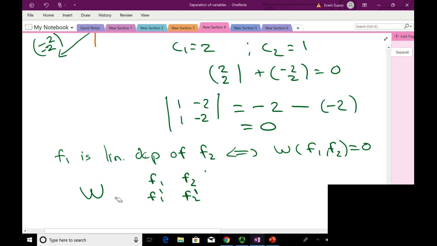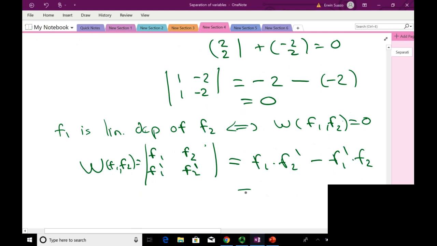Let's put it like this. The Wronskian of f1 with f2 is the determinant of these two guys. So you got f1 times f2 prime minus f1 prime times f2. Okay? So if it is 0, they are linearly dependent. If it's not 0, they are linearly independent. Okay? So we'll do more examples of that soon.